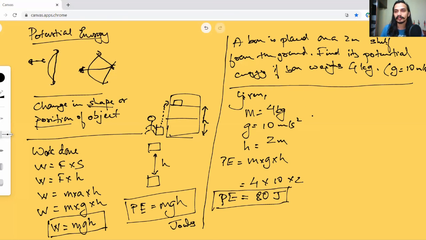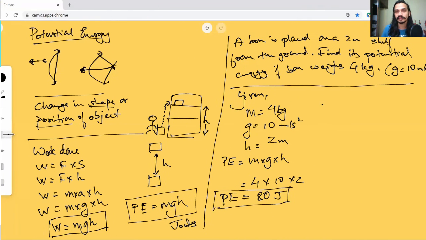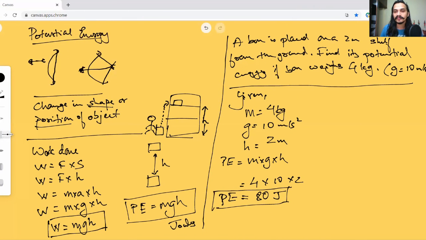It's a very simple formula and a very simple type. All you need to do is figure out which variable they need you to find. If they don't give you h and they give you potential energy, m and g, you simply substitute it, cross multiply, and find the correct answer.